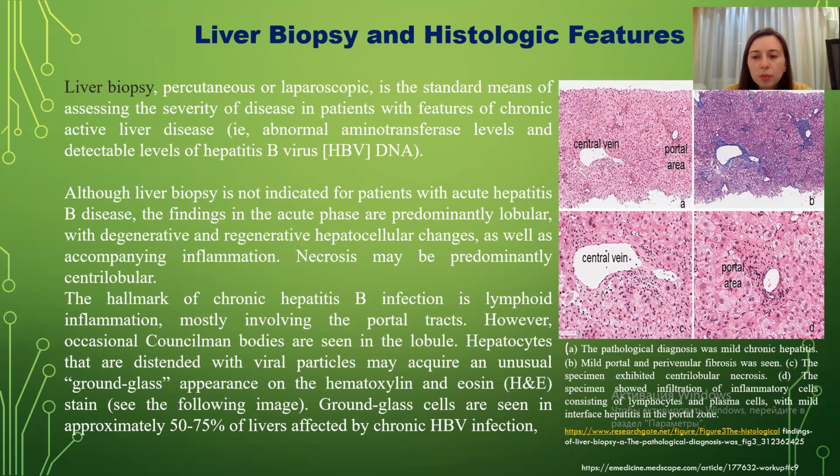And on the right, you may see histology. The pathological diagnosis was: A. Mild hepatitis. B. Mild portal and perivenular fibrosis. C. The specimen exhibited central necrosis. And D. The specimen showed infiltration of inflammatory cells consisting of lymphocytes and plasma cells with mild interface hepatitis in the portal zone.